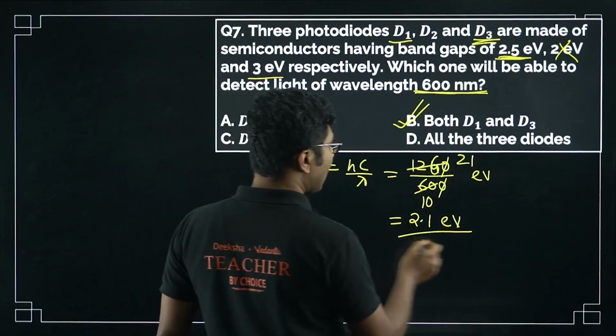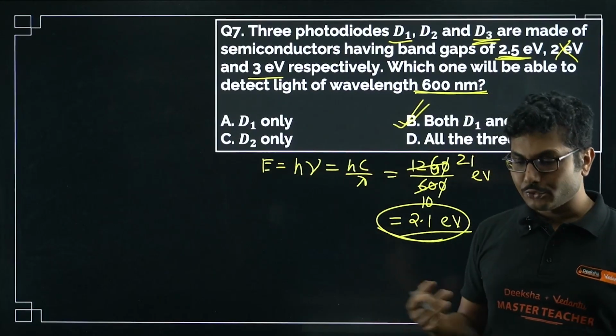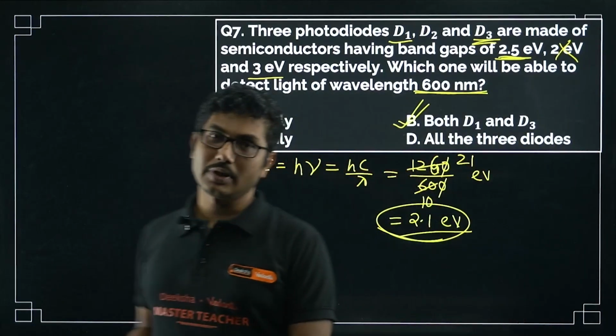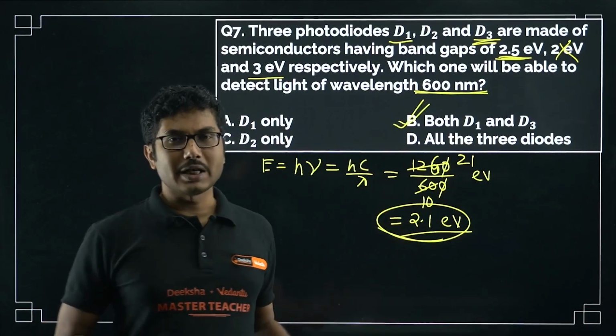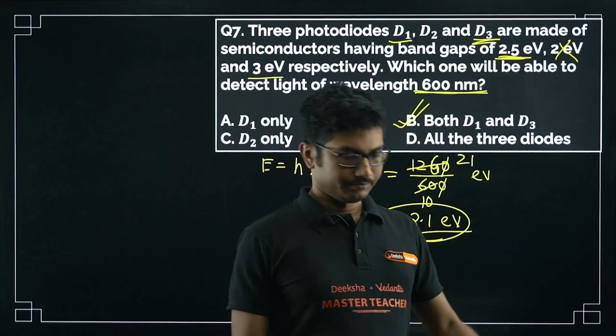Whenever you are detecting a wavelength or detecting a light, the band gap should be more than that of the wavelength of the light, or energy of the light. Then only it can detect. If it is less than that, it will not be able to detect.